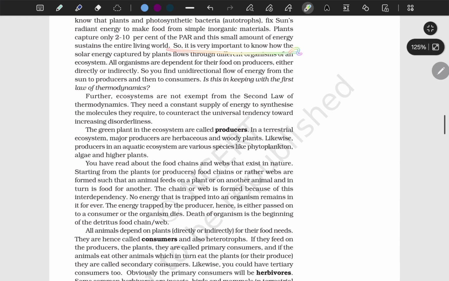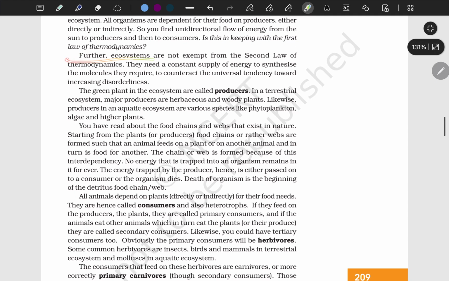So it is very important to know how the solar energy captured by the plants flows through different organisms of an ecosystem. All organisms are dependent for their food on producers, either directly or indirectly. So you find the unidirectional flow of energy from the sun to the producers and then to the consumers. Is this in keeping with the first law of thermodynamics?